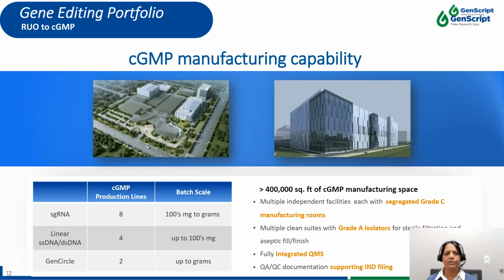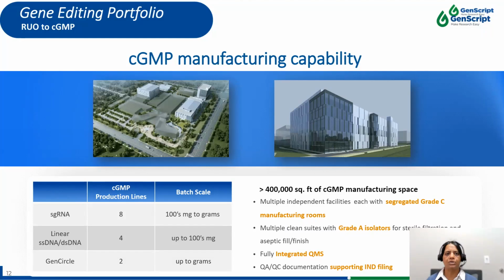Our grade C manufacturing room is equipped with a grade A isolator for sterile filtration and aseptic finishing to support the sterile production. Alongside our hardware and workflow, we have a fully integrated quality management system that can ensure compliance throughout the manufacturing process and help with the IND filing. Our comprehensive QA and QC documentation system guarantees that all requirements are met as per the guideline.